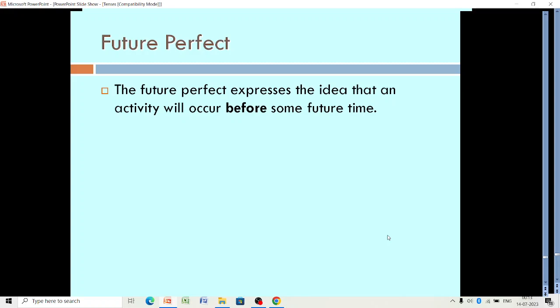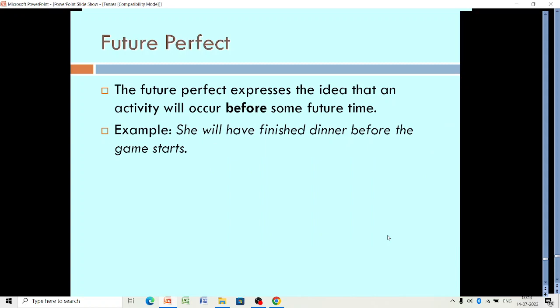Future perfect. The future perfect expresses the idea that an activity will occur before some future time. She will have finished dinner before the game starts. Looking from the present at the future and telling that she will have finished the dinner before the game starts. Will have plus past participle.